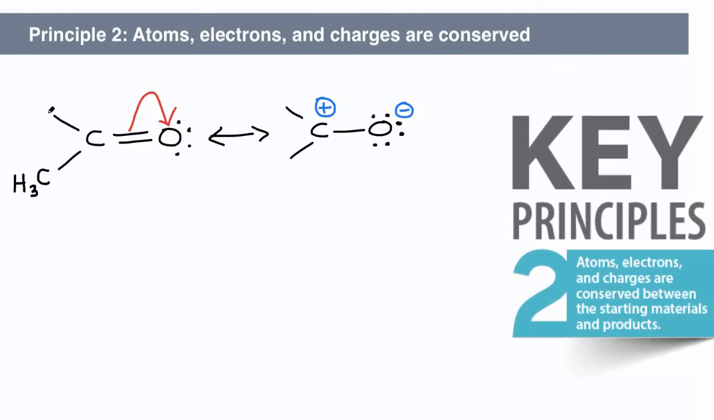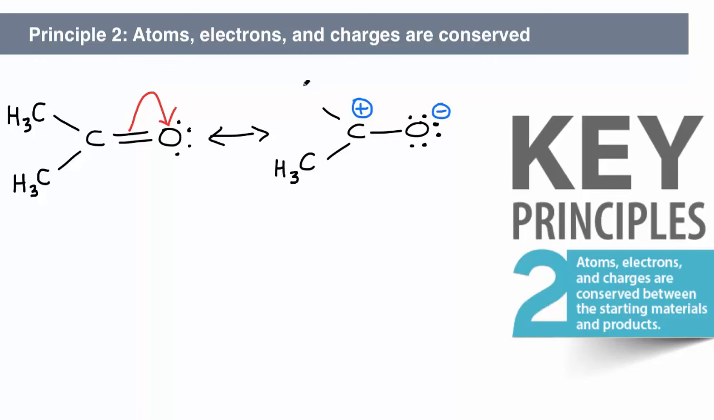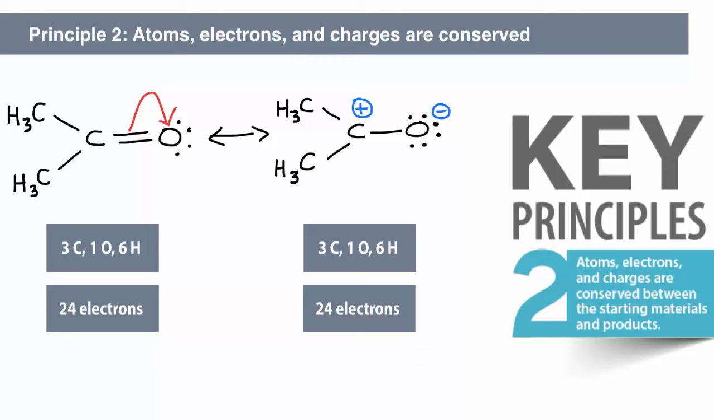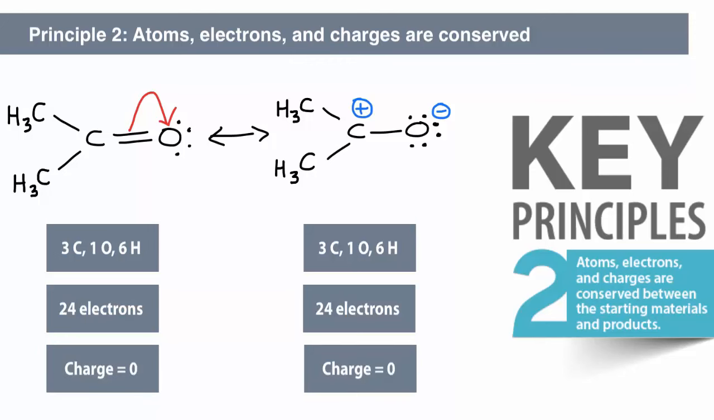The second key principle is that atoms, electrons, and charges are conserved between starting materials and products. We have 3 carbon atoms and 1 oxygen atom in both the starting structure and the final one. There is the same number of electrons on both sides, and there is the same overall charge on both sides.